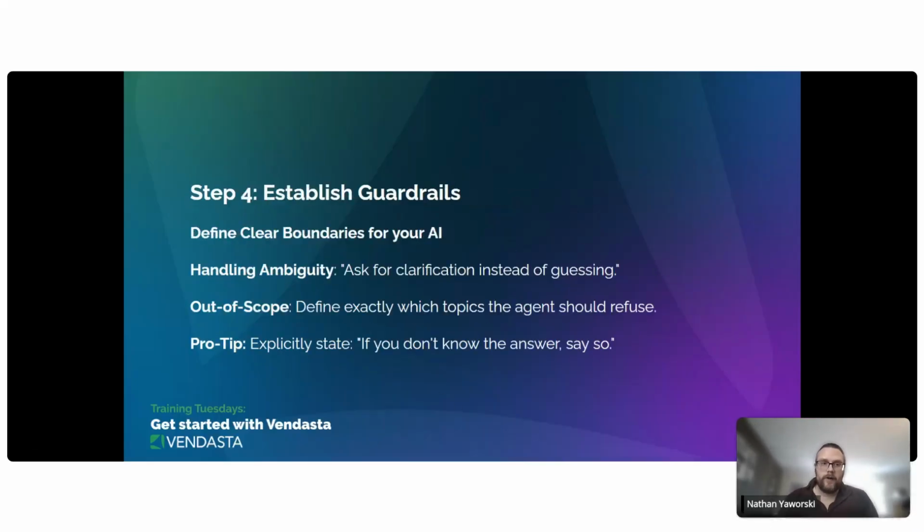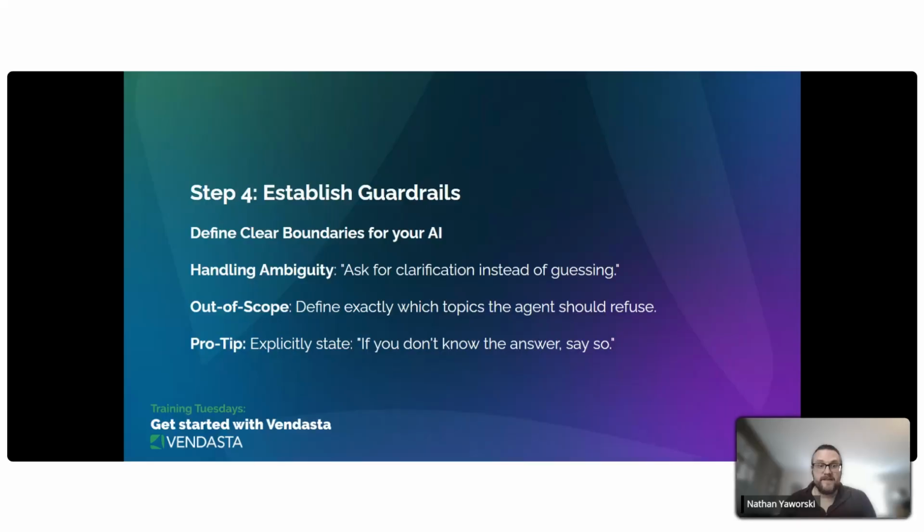Next, you want to establish guardrails. You want to define those boundaries for your AI, what you shouldn't be saying. Don't ever talk about price. Don't ever respond to rudeness with rudeness. You also want to define how it handles ambiguity. So if the request that it's given by a user is unclear, always ask for clarification instead of just guessing. Also, define what is within scope for your AI, which topics the agents should refuse to talk about.